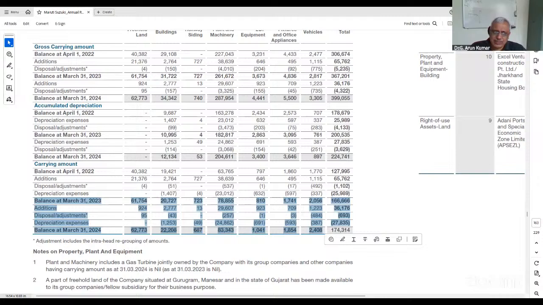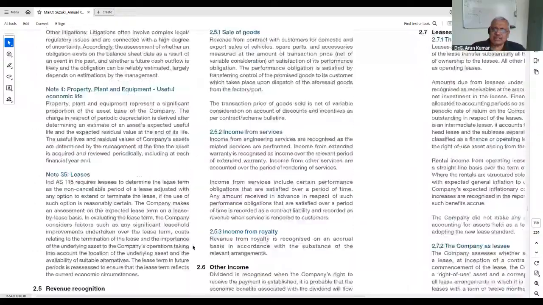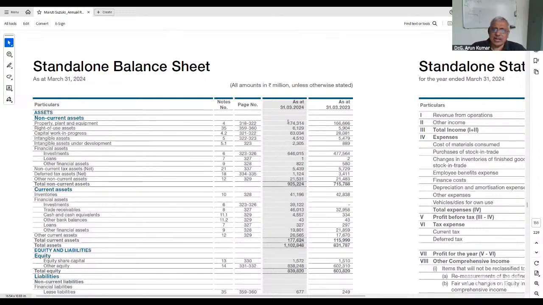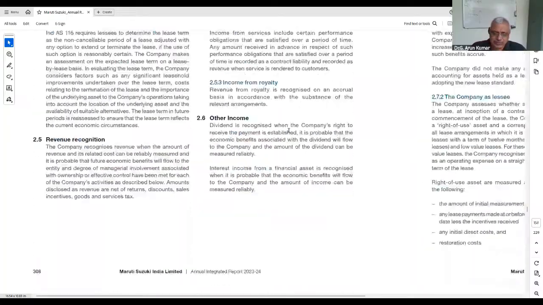Now for plant and machinery in this particular case, I will say balance as of 23, then additions, deletions, depreciation expenditure, and what is the net balance? 83,343 is the net balance. And if you see this, it will have the same number. That is property, plant, and equipment, 174,314. There is something we must have missed out. Let us just see that.